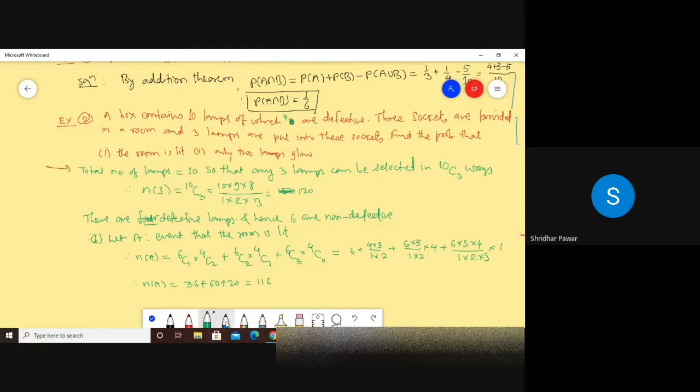Therefore, the probability of A, the room will be lit, that is, there is light in the room, that is, P of A is equal to n of A by n of S is equal to 116 divided by 120.